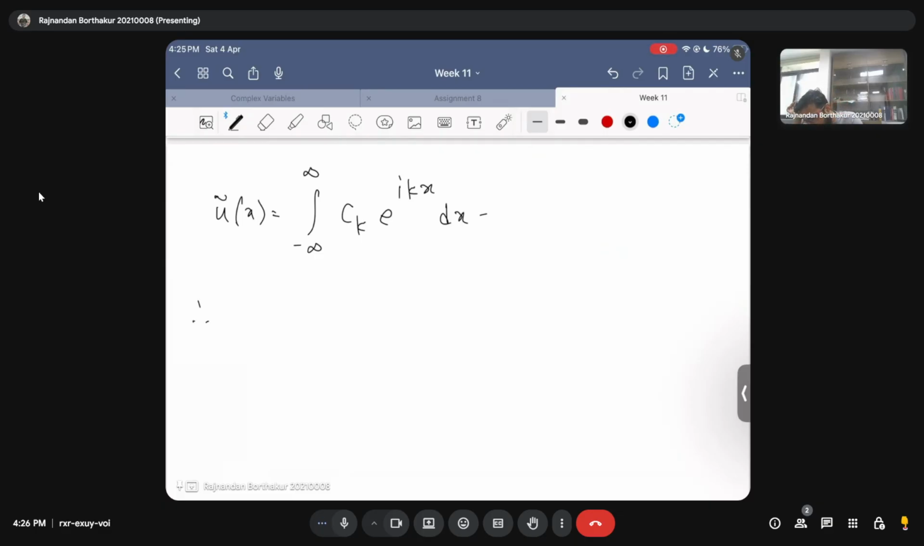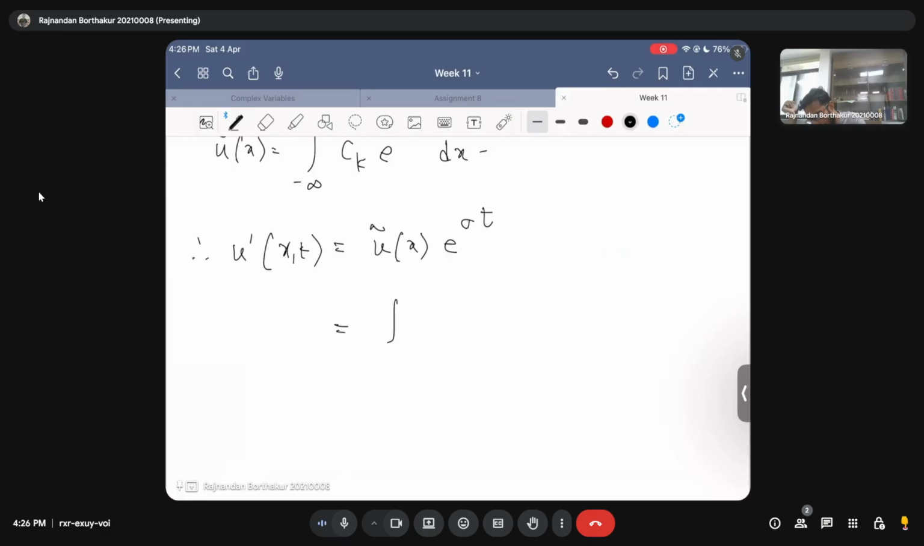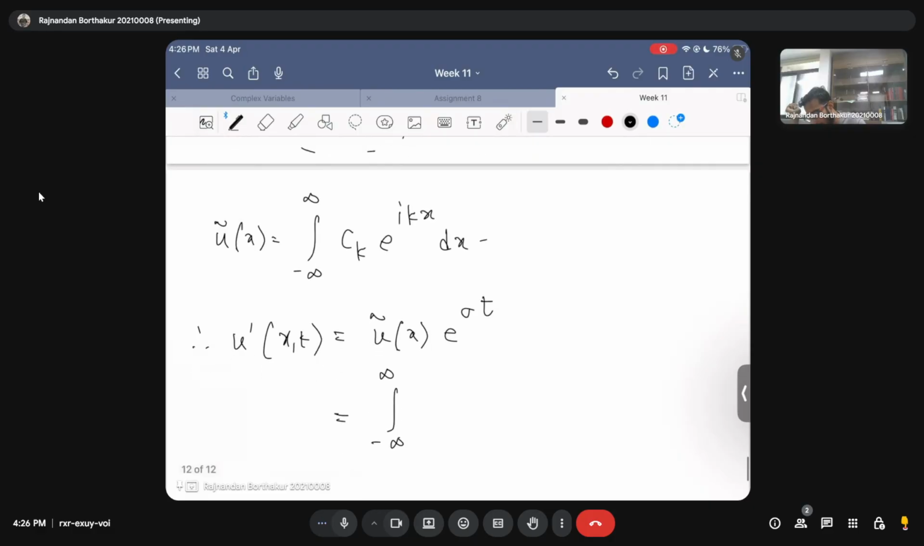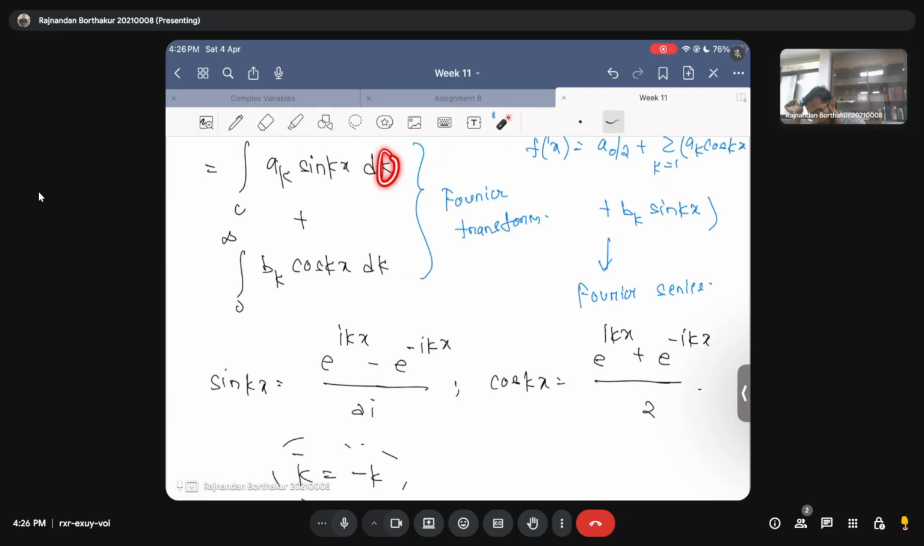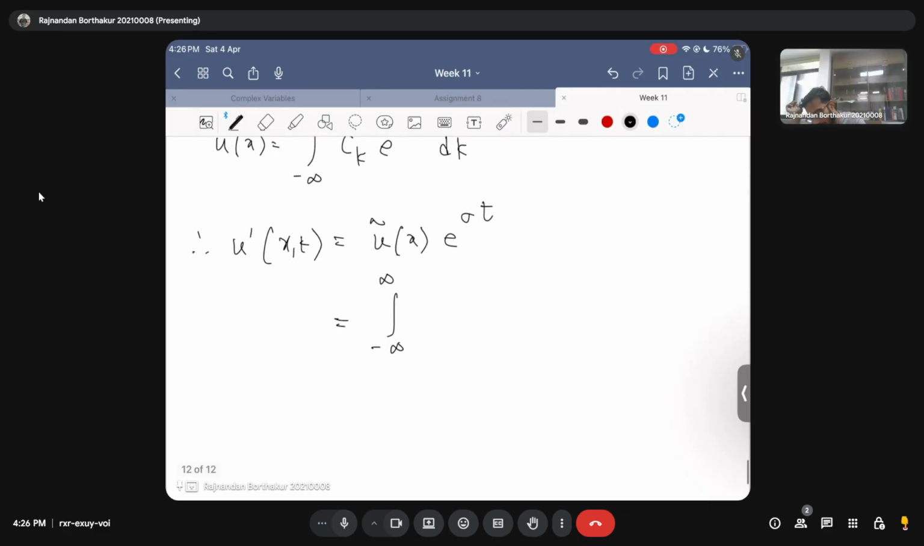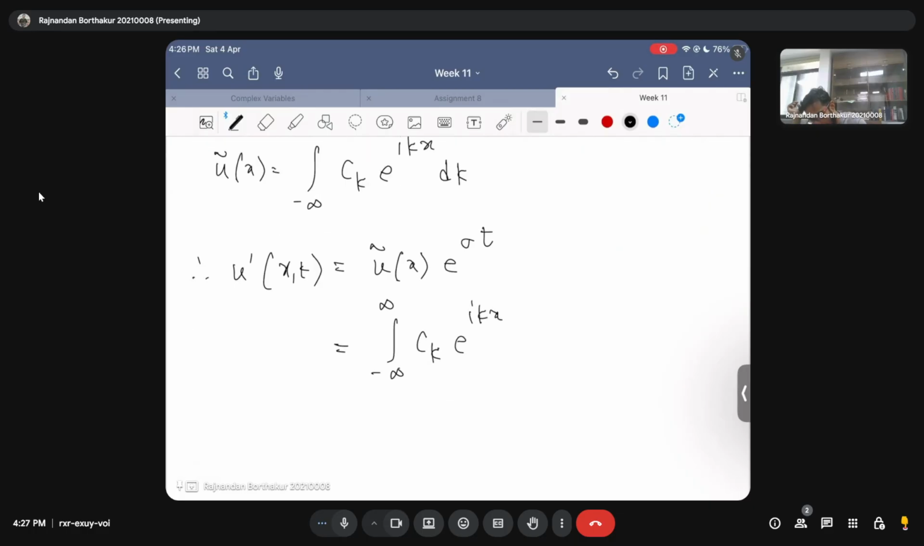So this is just u tilde of x. But remember, I also need to calculate the total perturbation, which is u prime of x, t. If you remember, it is just u tilde of x times e^(sigma t). And then this u tilde of x is an integral from minus infinity to infinity. I think I made a mistake. Remember, this is dk, not dx, because these are dk's basically. So this is ck times e^(ikx) dk.